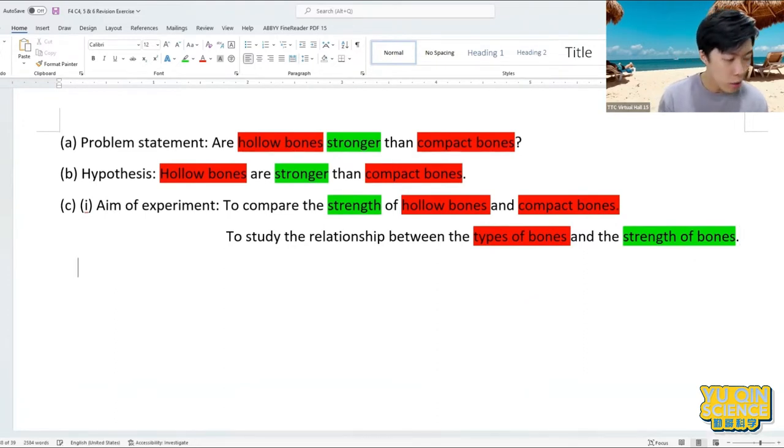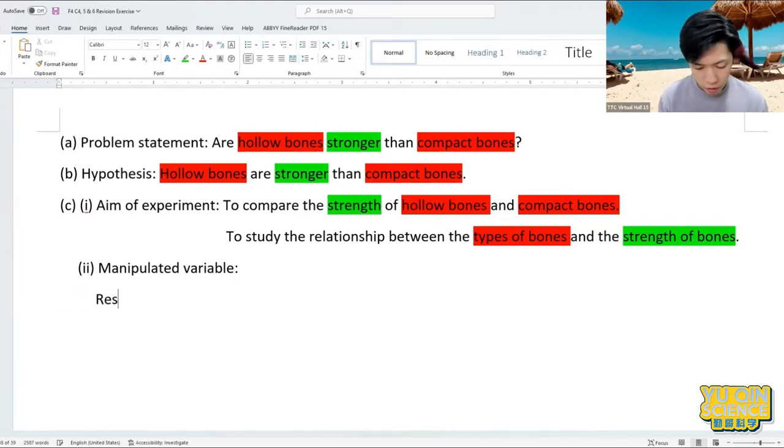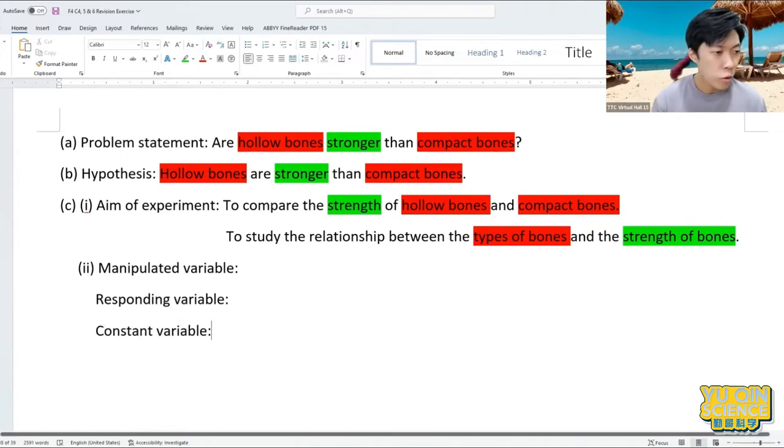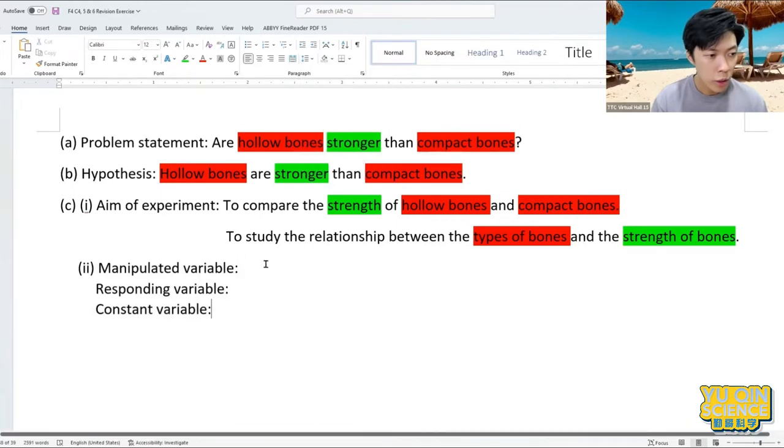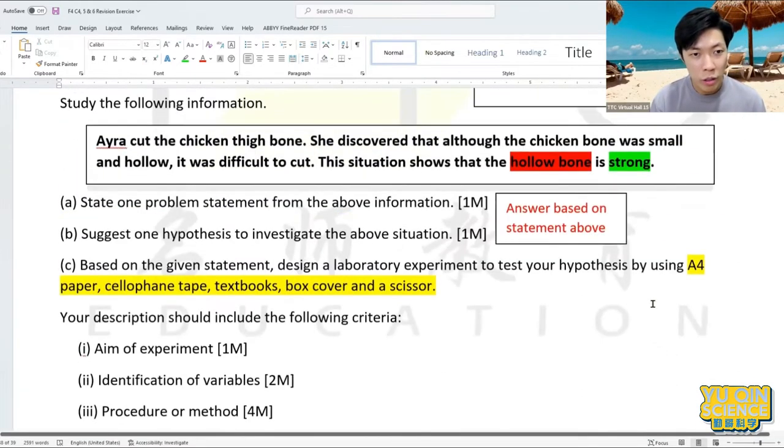Let's get to C2. C2 is all the variables. Let's write all of them first. Manipulated variable, responding, constant variable. Okay, there you go. So that's the very first thing we find out, right?